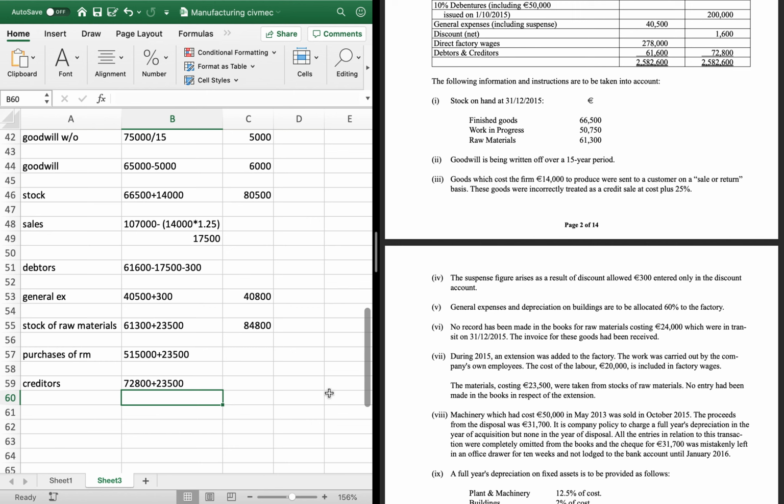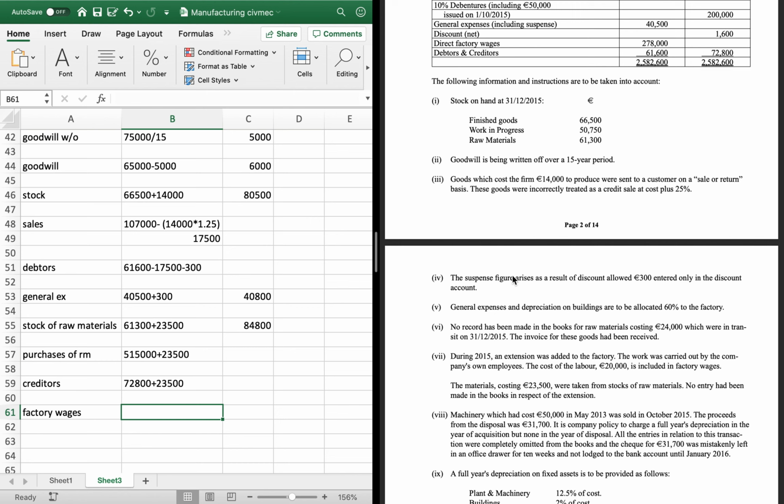Now, the extension to the factory. So during 2015, an extension was added to the factory. The work was carried out by the company's own employees. The cost of their labour was included in factory wages. So this is just a movement from one expense to one asset. Factory wages can only be for goods that are being produced in the factory for resale. So if you've built a factory and the cost of the labour, you use your own workers, it's not added to factory wages, it's added to buildings.